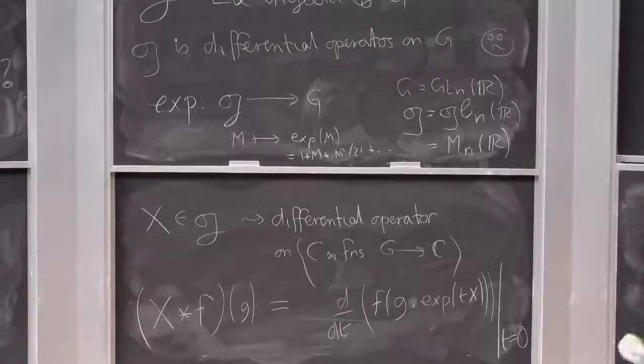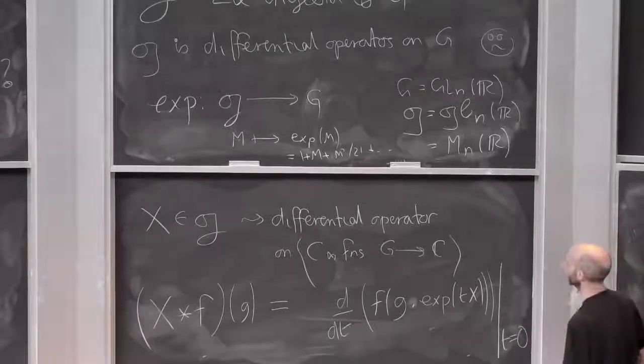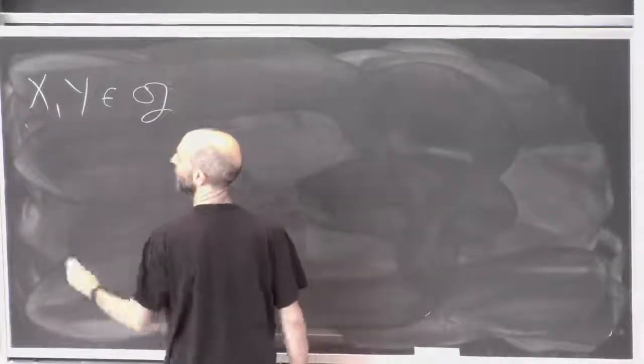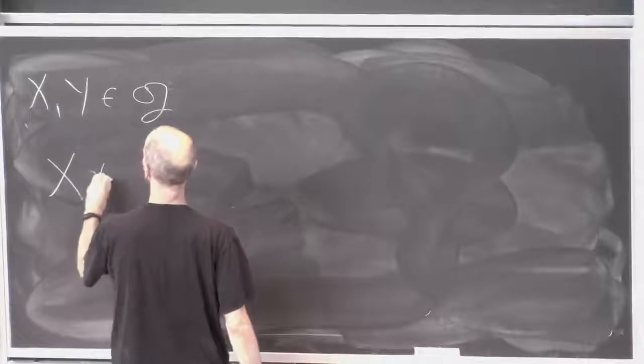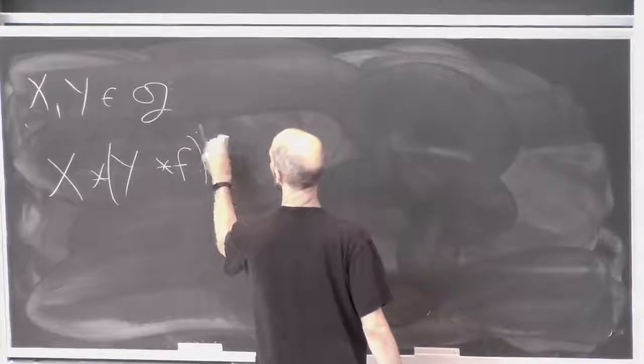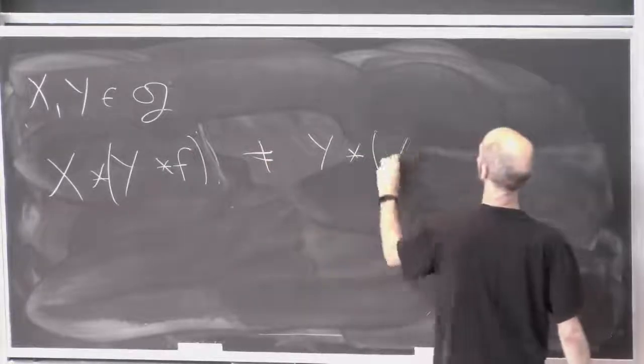And these are terrifying things, and they don't even commute with each other. I never really got the hang of it. d by dx and d by dy definitely commute with each other, but we had things like x times d by dx, and that doesn't even commute with d by dx, right? So random differential operators don't necessarily commute with each other. So if I have x and y in the Lie algebra, then I don't think you would expect x star y star f to equal y star x star f.